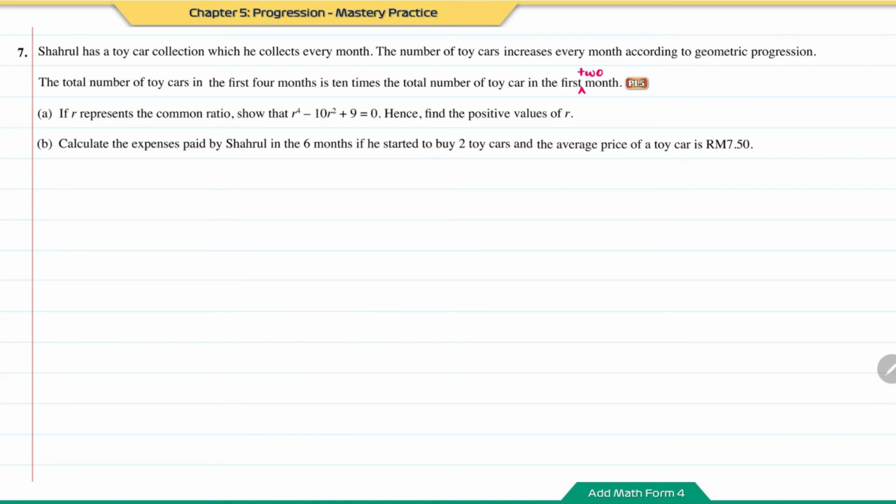So A, if R represents the common ratio, show that R to the power 4 minus 10R squared plus 9 equals 0. Hence, find the positive value of R. So here we're going to use the formula for the sum of a geometric progression to help us solve question A.